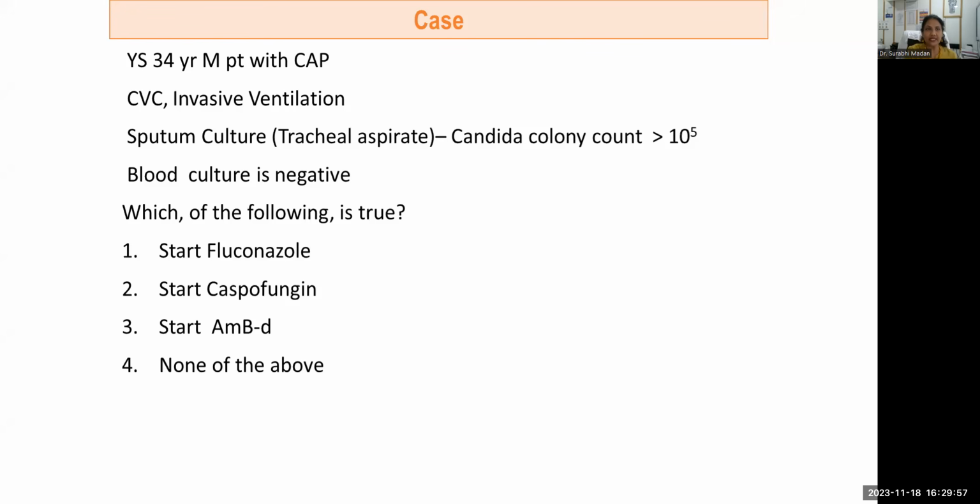So now let's see this case. This is a case of a 34-year-old male patient with community-acquired pneumonia. He has a central line in C2 and he is on a ventilator. So this sputum culture, basically the tracheal aspirate, which was sent from the ICU, grew Candida. The blood culture is negative. Now, which of the following is true? Should we start fluconazole for this patient, caspofungin, amphotericin B, or none of the above?